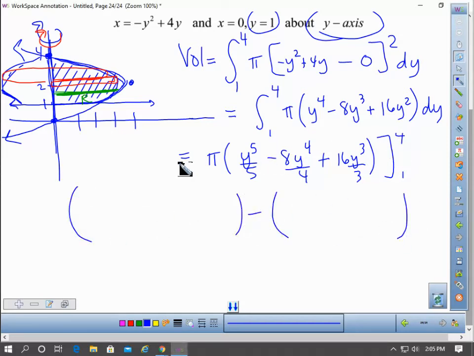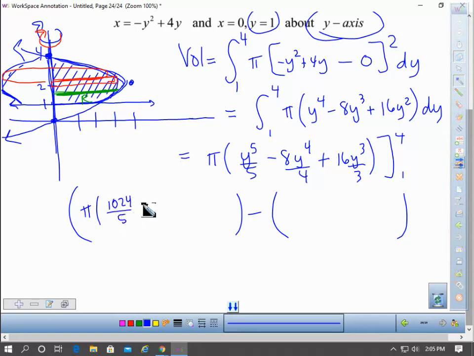So I'm going to put a 4 in first. All these guys have a pi in front of them. So I'm going to put a 4 in there first. Lo and behold, do I really want to do that? Okay, 4 to the 5th. No, 4 to the 4th is 256. So 4 raised to the 5th is 1024.